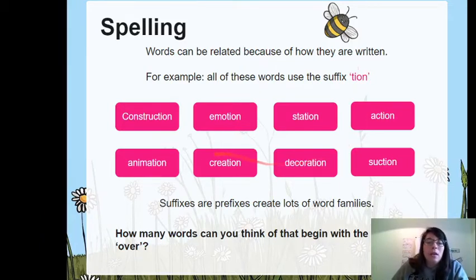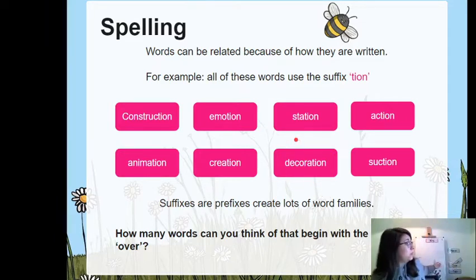Okay? And we can change what a word means or what type of word it is if we make it end in T-I-O-N. Now, you can't do this magically to all the words. But for example, when I feel emotional, it's how I feel. I feel an emotion. An emotion is something. A construction is something. A station is a place. An action is an action. Animation is something that I do. A creation is something that I create. A decoration is something that I put to decorate my place.